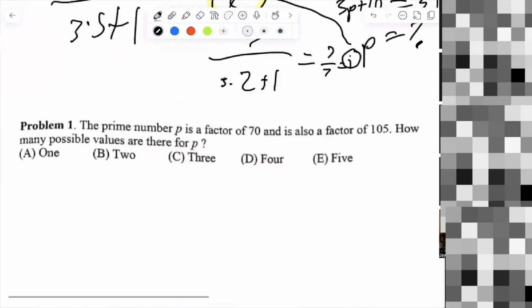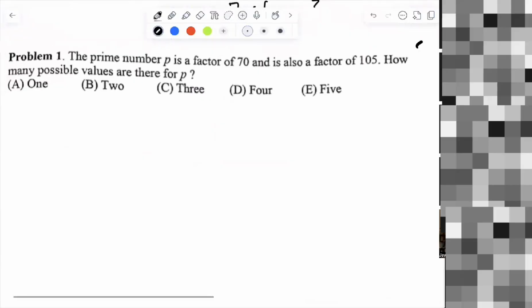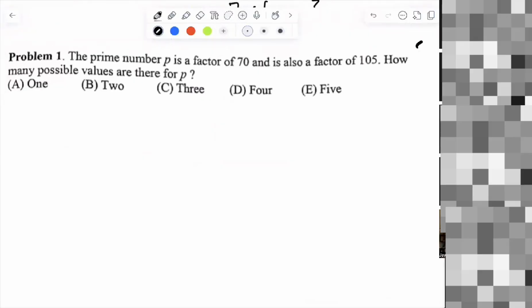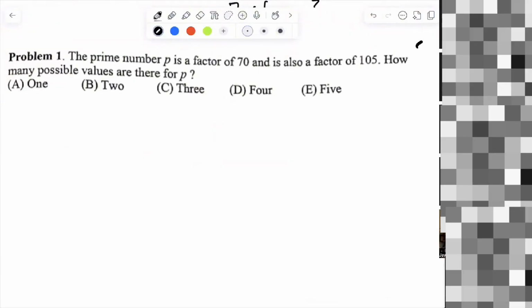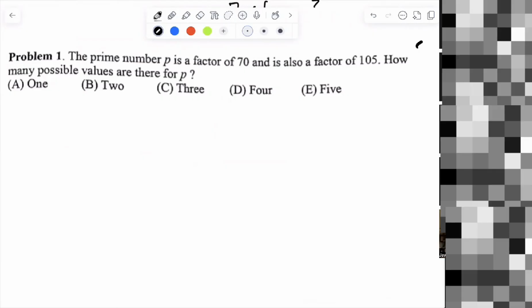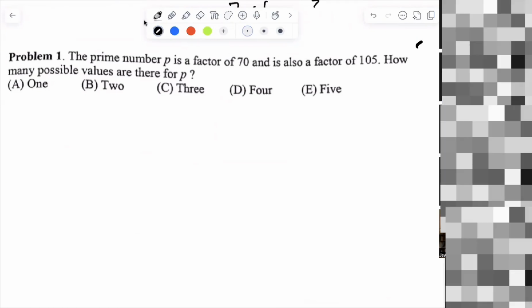Now let's move on to problem 1. The prime number P is a factor of 70 and is also a factor of 105. How many possible values are there for P? I'll ask you to try this question and send me the answer through private message, please.